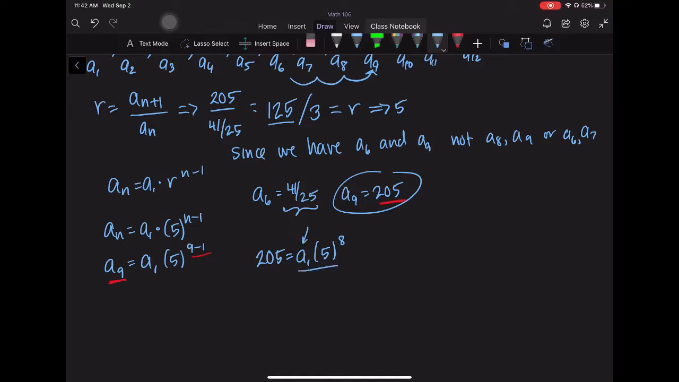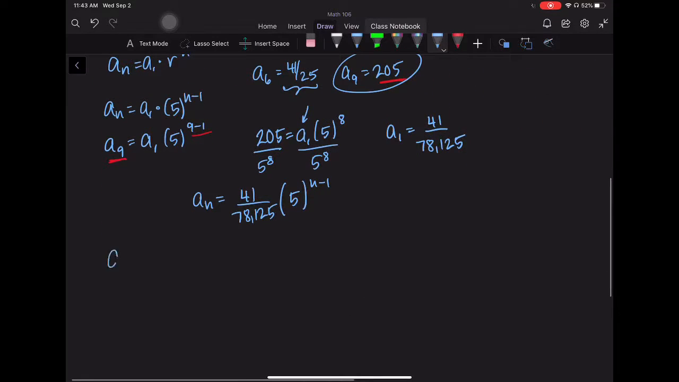Isolating to get a1 by itself, we divide by 5 to the 8th. And then 205 divided by 5 to the 8th power is going to give you 41 over 78,125. And my formula then is going to be a sub n equals 41 over 78,125 times the common ratio of 5 to the n minus 1. And this is generic, so we can use it to find any n.